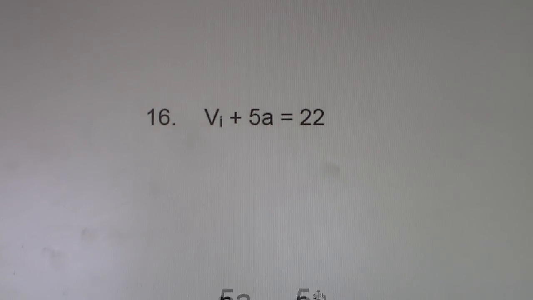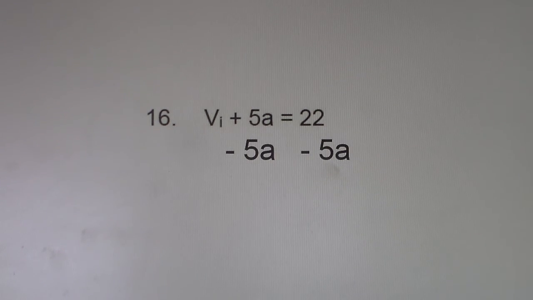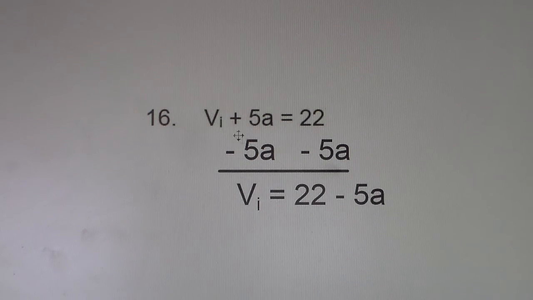Number 16, inverse operation once again. We subtract 5a from both sides. And then these cancel out, and initial velocity is 22 minus 5a. And 17, 18, 19, and 20 you could do on your own.